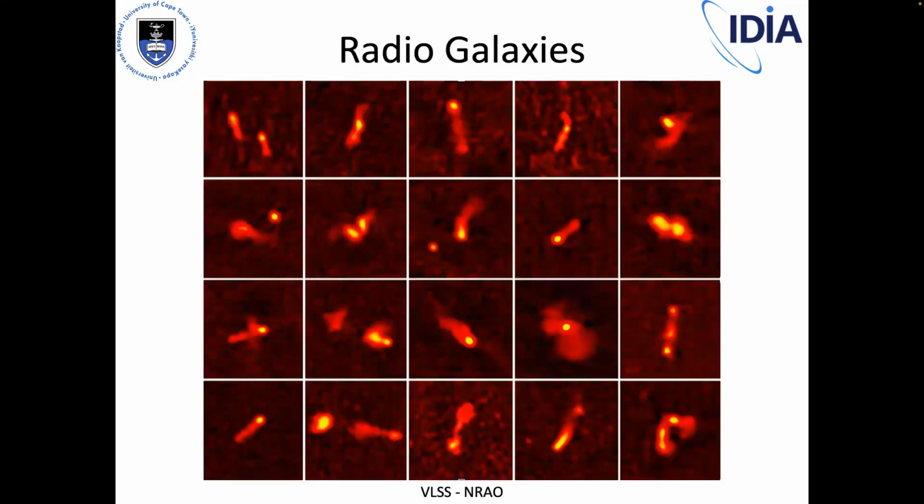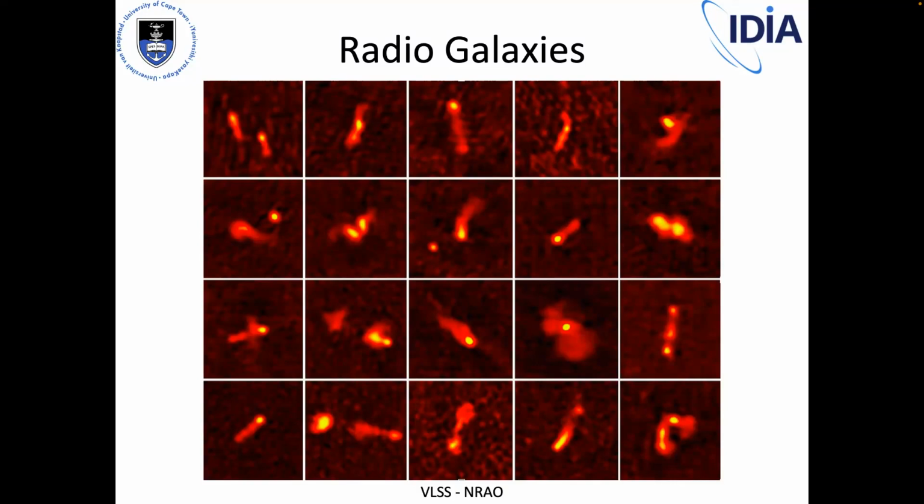Now, how does this affect radio astronomy going forward? This is a picture of what radio galaxies look like in an old survey carried out with the VLSS. Is that the VLA, or is that a sister telescope? Oh, well, anyway, it was carried out by the National Radio Astronomy Observatory in the US, and this shows you the classical shapes of very bright radio galaxies.